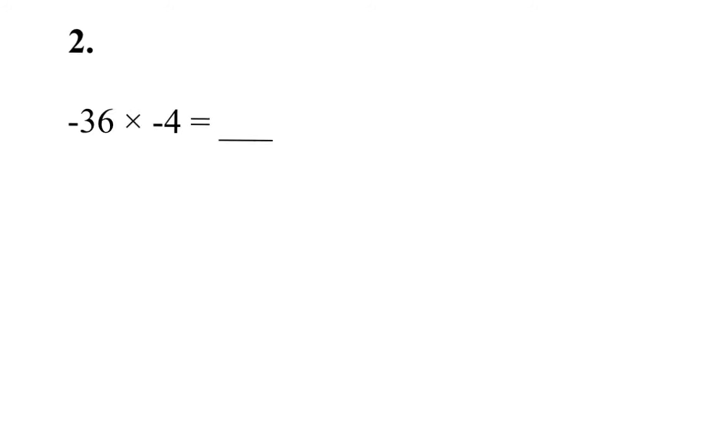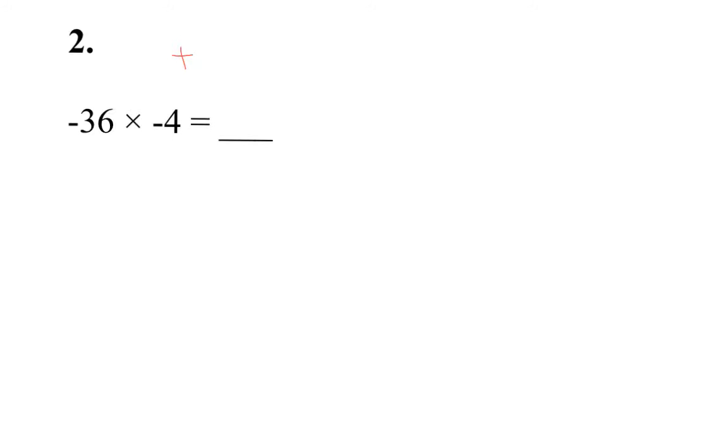For my next problem, I'm multiplying two negative numbers. So they have the same sign. Two negatives make a positive. So my answer is going to be positive. But we don't write the positive symbol, but I'm just writing it up above so I don't forget.